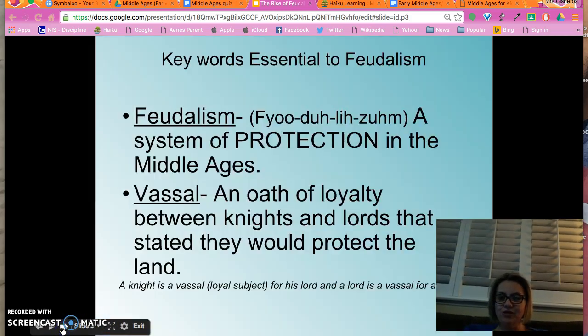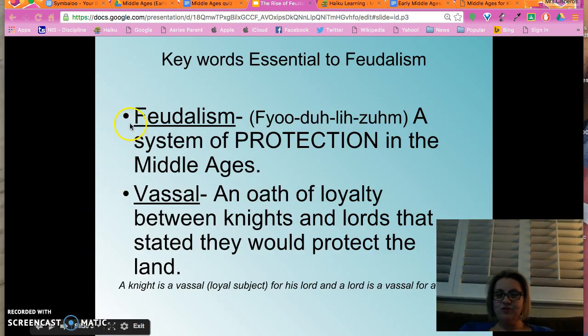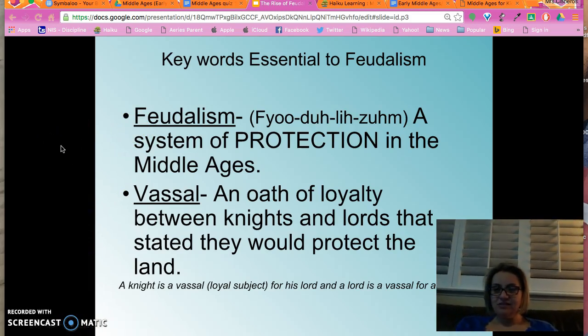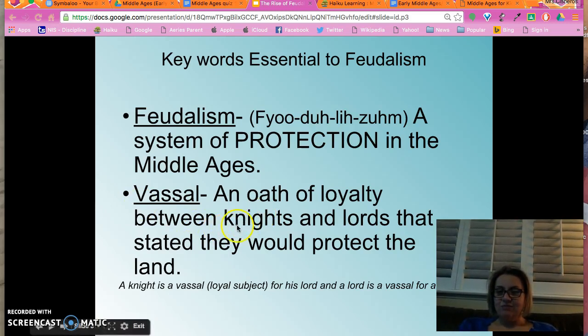Okay, there's some key words essential to feudalism. First one is feudalism, and it's a system of protection in the Middle Ages. And vassal. The vassal is an oath of loyalty between knights and lords that stated they would protect the land.